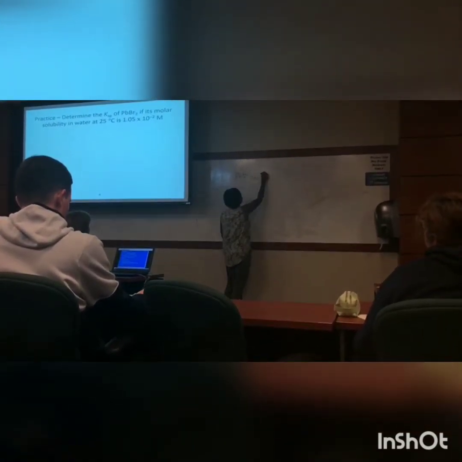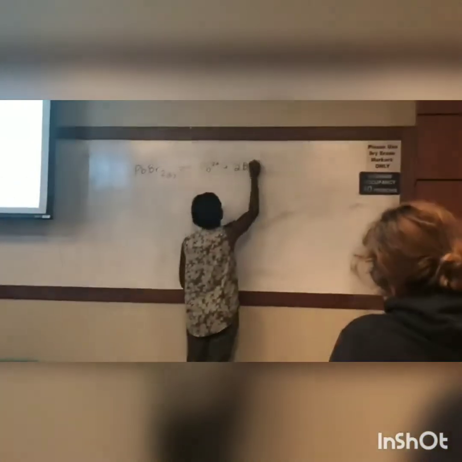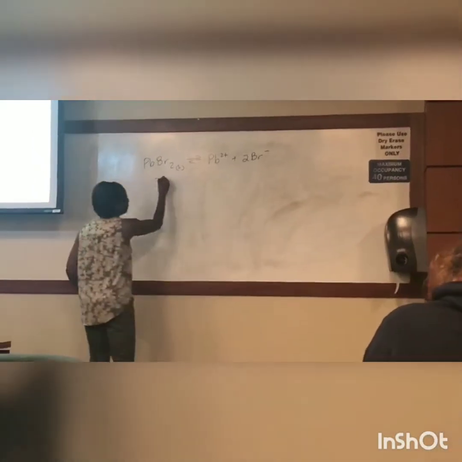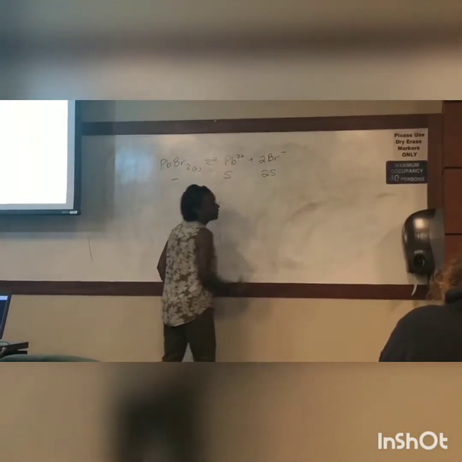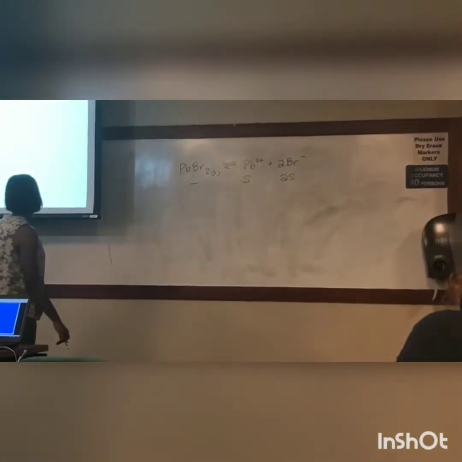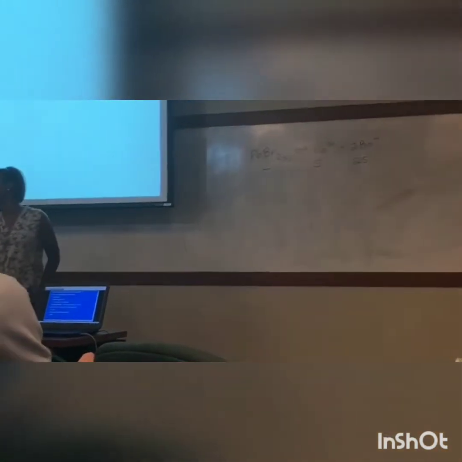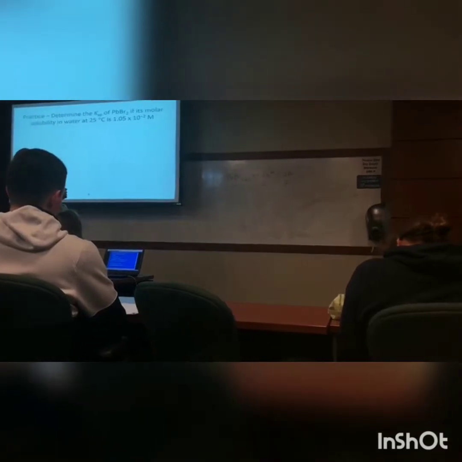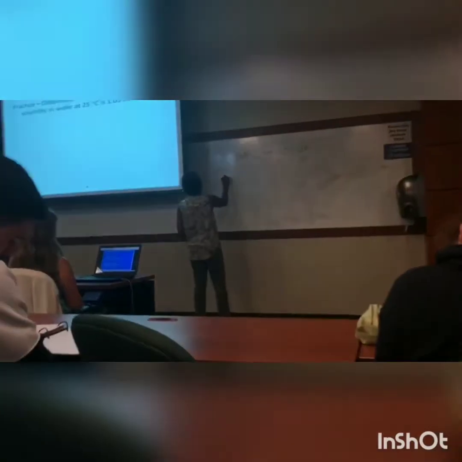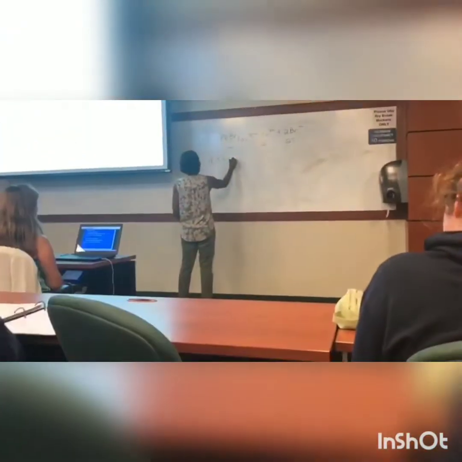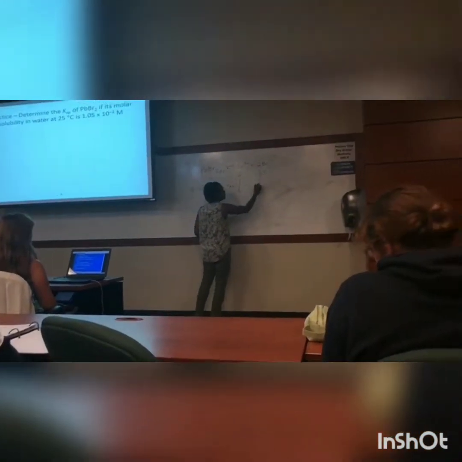So we have our PbBr2, Pb2+ plus 2 moles of bromide ions. Solids are left out of our equilibrium expression. But you're told what solubility is. Molar solubility is how many moles of it dissolve per liter. So if S is equal to 1.05 times 10 to the minus 2 molar, you can plug these numbers in here, correct?